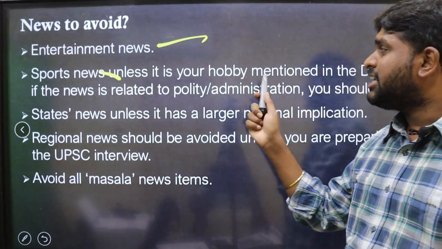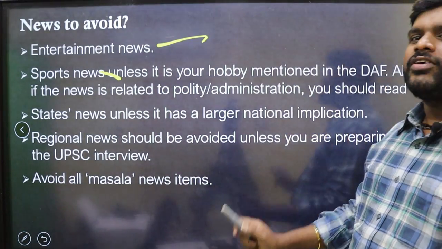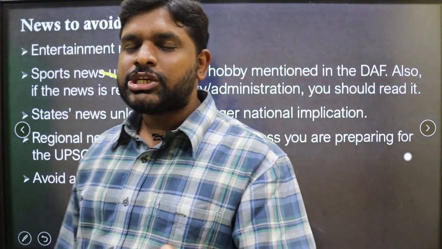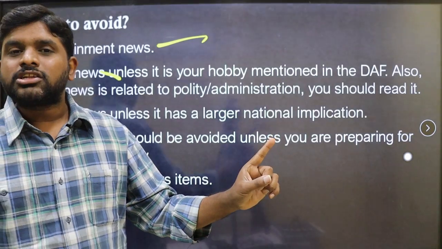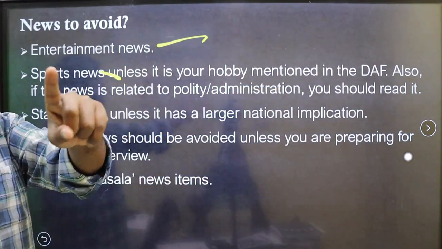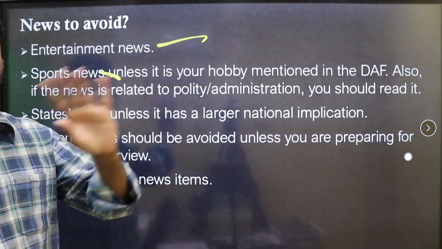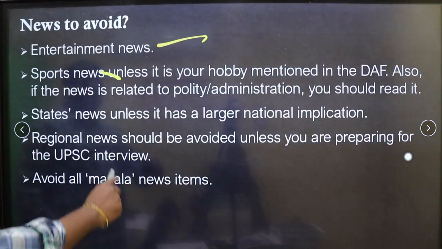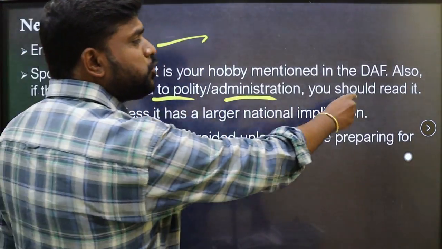Sports news: unless it is your hobby mentioned in the DAF, the detailed application form for your interview, you should not read sports. If it is mentioned in your DAF of the mains, then only you have to read about those news items. If not, it is not required. But if the news is related to polity and administration, you should read it.